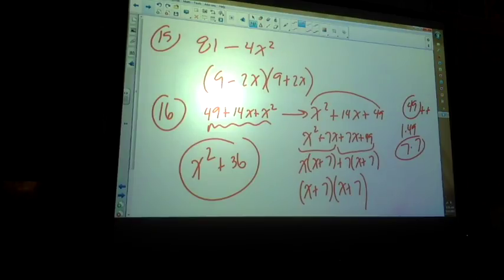Cool? Any other questions up through 17? Or can we go to the back page? Back page, what do you got? 18, you say? So 18. So we have x and y on 18, don't we?